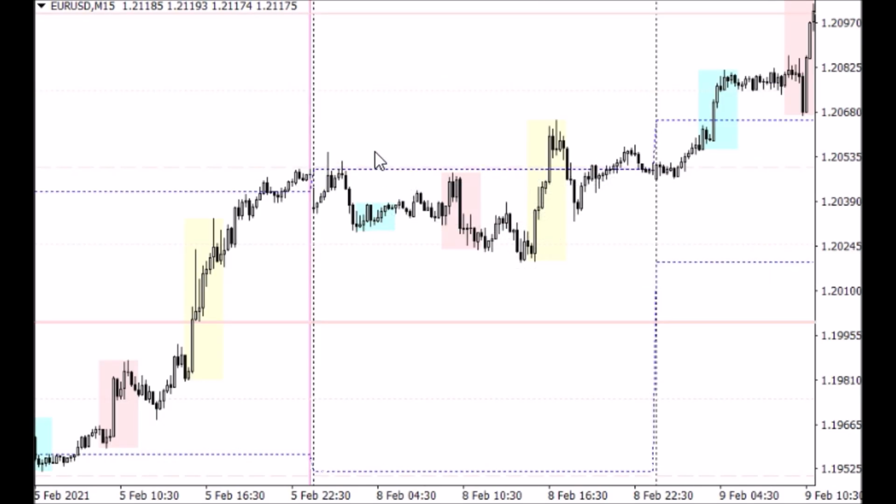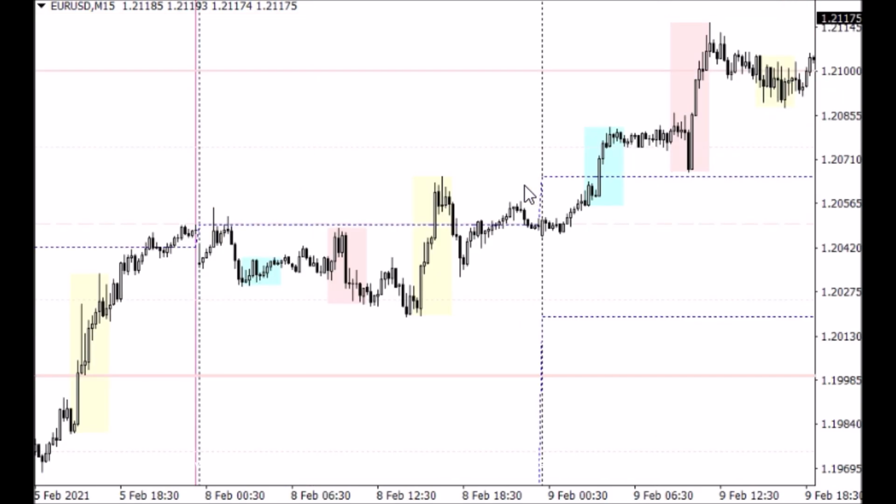Next day, we consolidate between 50 and 25. Into the U.S. session, the market gives us our W formation for a 25 plus pip move through the high of the day through 50. Consolidates and layers above 50 the next day, and continuation of that initial move from the previous day, Monday.